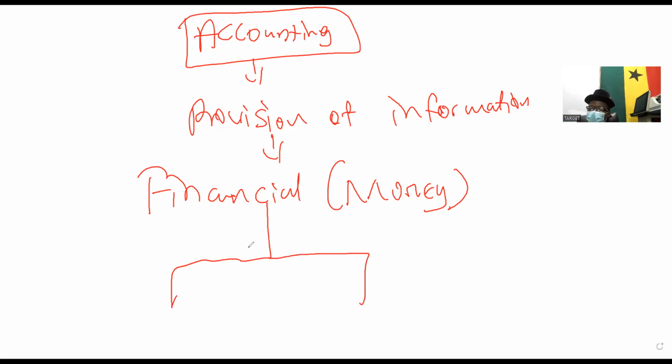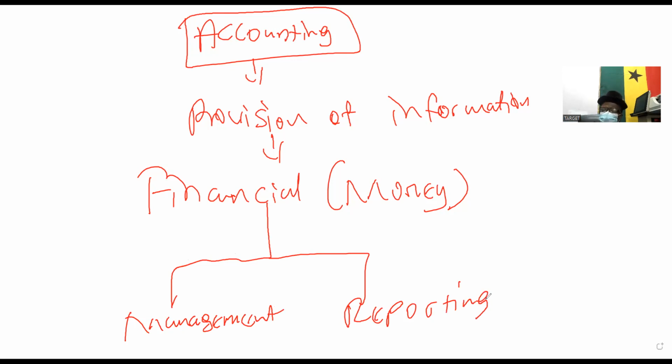We have teams that manage the money, teams that manage it. So they manage the money, management. And we have teams that report. So we call it reporting. So no wonder we have a paper called Financial Management and Financial Reporting. One reports on money and one manages money.